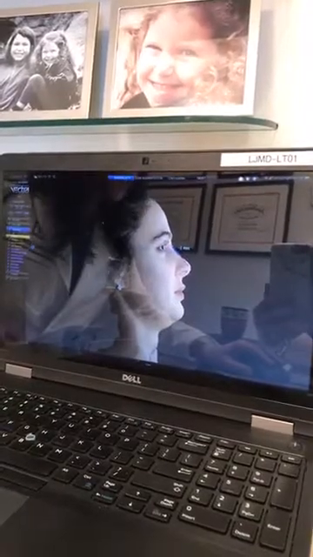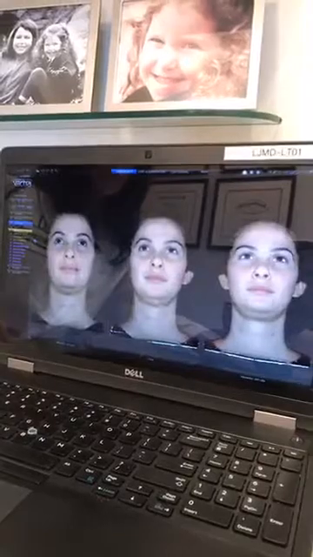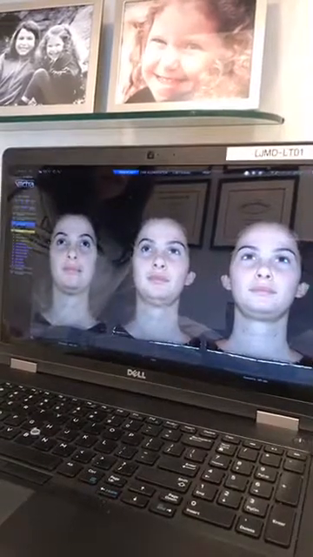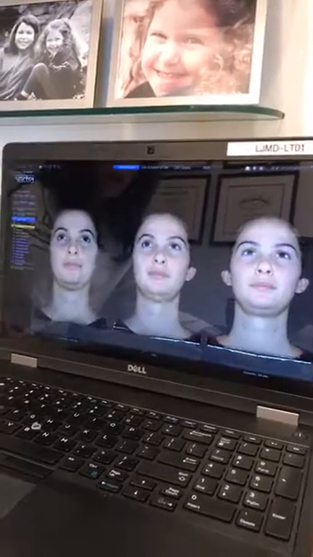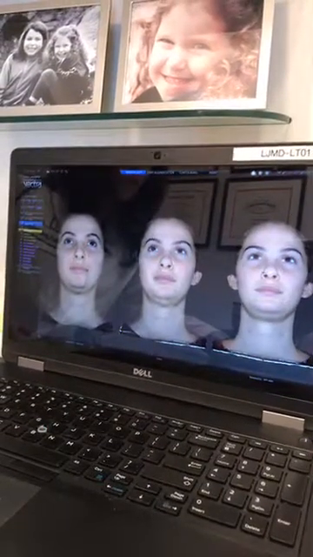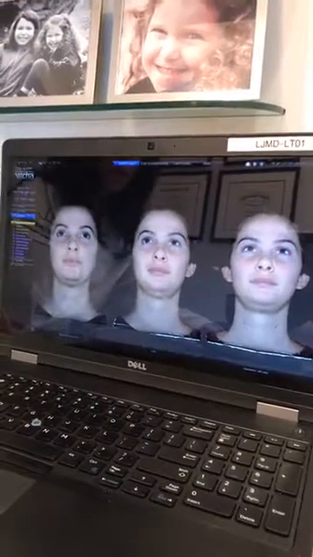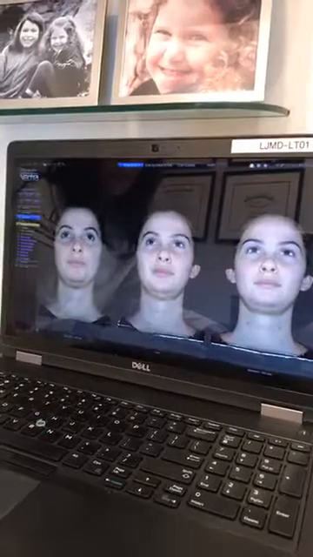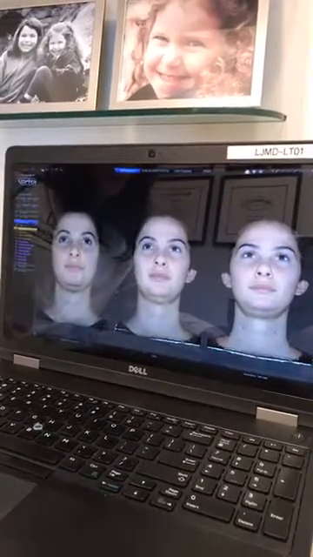Symmetry: no two sides of your face are exactly the same. We often say that the sides of your face are siblings. So here's her face in actuality, here she would be if she had two right sides of her face, and here she would be if she had two left sides of her face. Even though Kristen is fairly symmetric, the right side of her face is a little larger than the left side, and that's reflected on these composites.